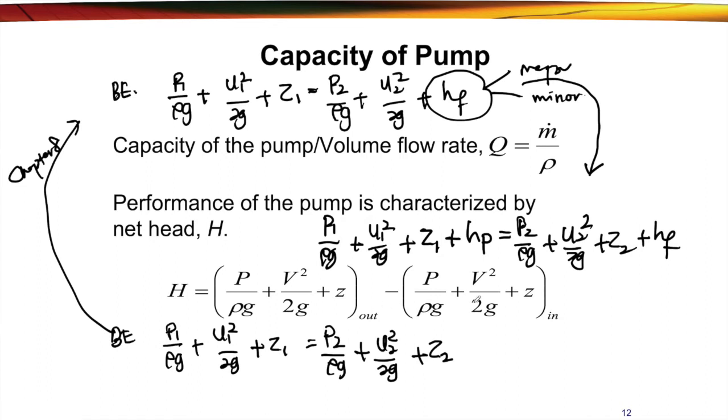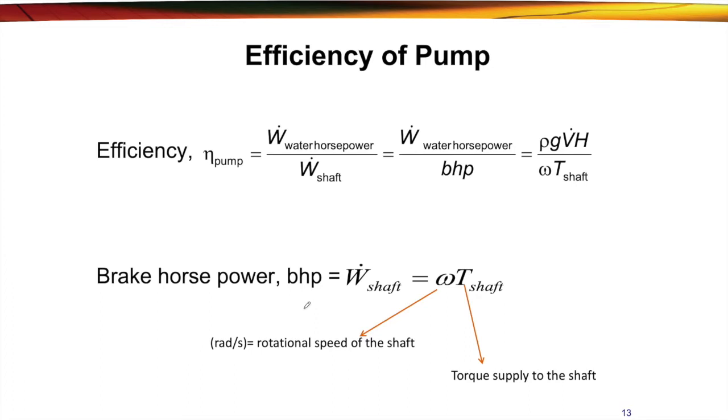Actually, this equation does not include the HF, so this system is assumed to have no friction in the system. The efficiency of the pump will be evaluated by using this equation. Okay, omega T shaft is the brake horsepower, where normally this work dot shaft will be given in your question. So please remember this equation.